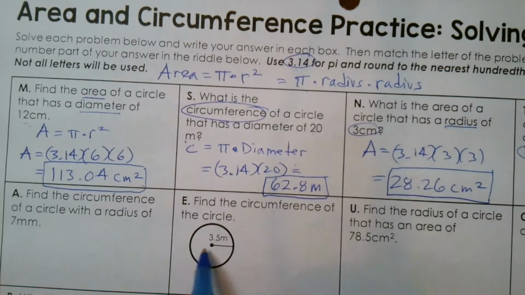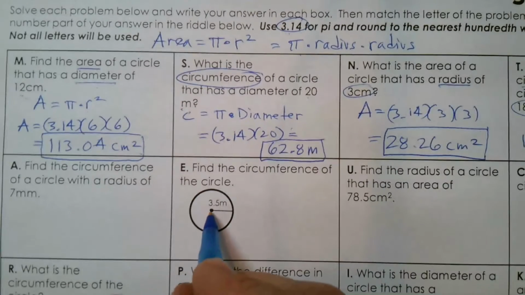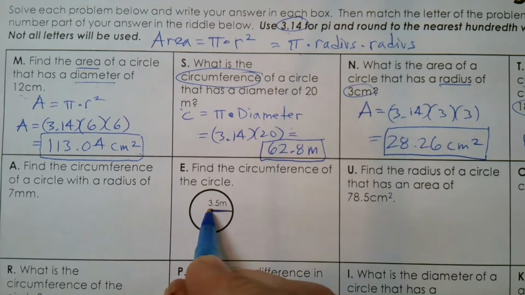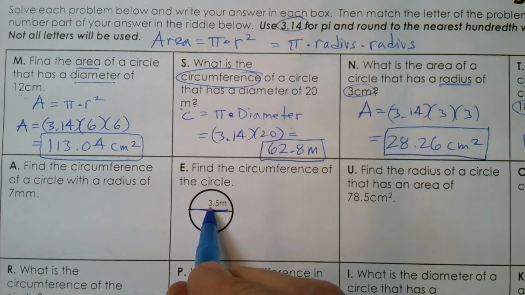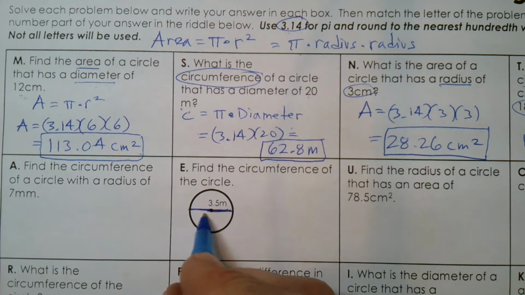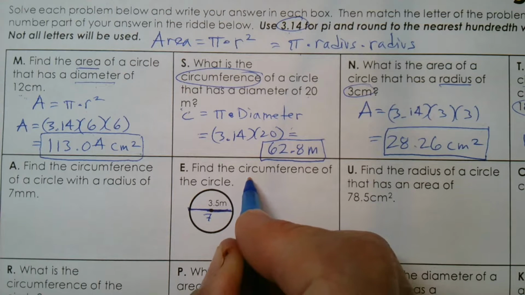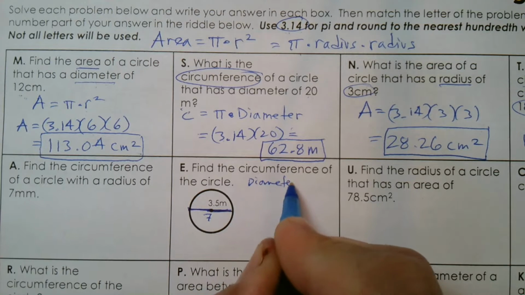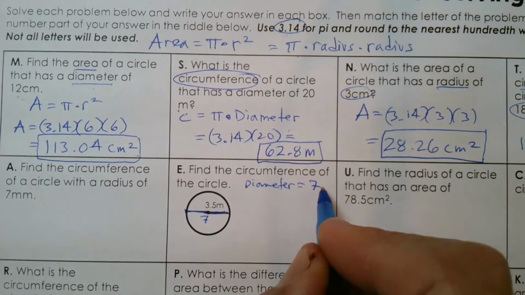So let's go to this question. I need to know the diameter. What they've given me is that piece called the radius, right? From there to there is the radius. So if I extend my radius and put a second radius, now I have the diameter. So if this is 3.5, then the diameter would be 7. It would be twice that, right? So the diameter equals 7 meters.